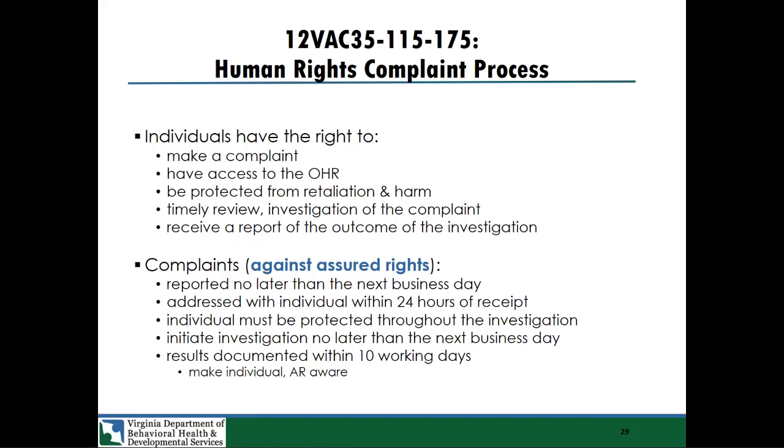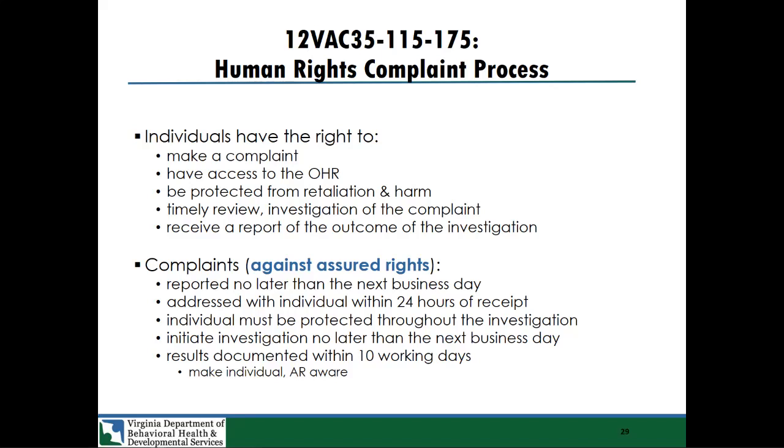This slide is specific to complaints against an individual's assured rights. So those rights documented throughout these regulations, specifically in sections 50 through 146. To avoid non-compliance with late reporting, all complaints against assured rights must be reported to the Office of Human Rights no later than the next business day after receipt of the complaint.